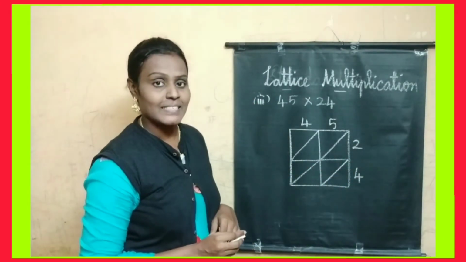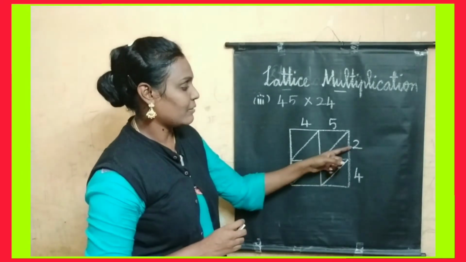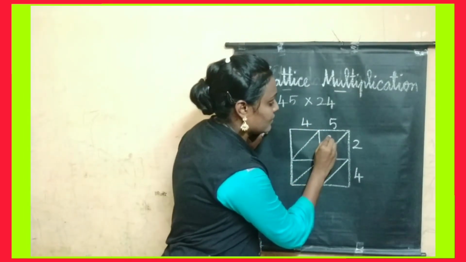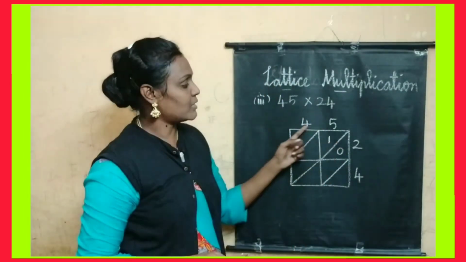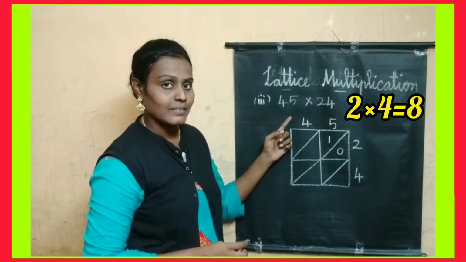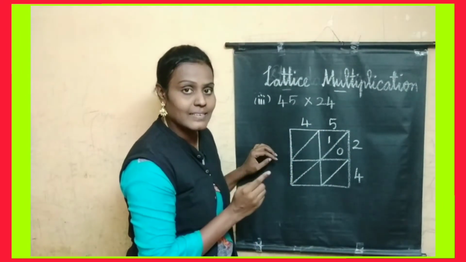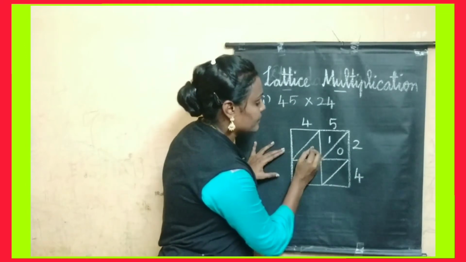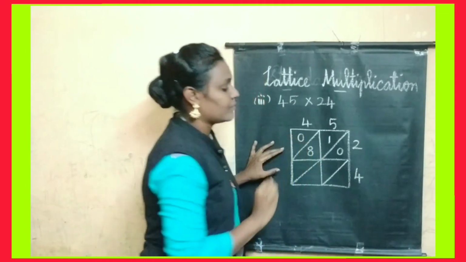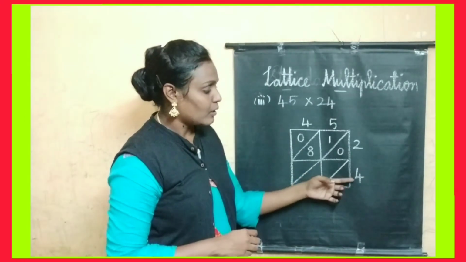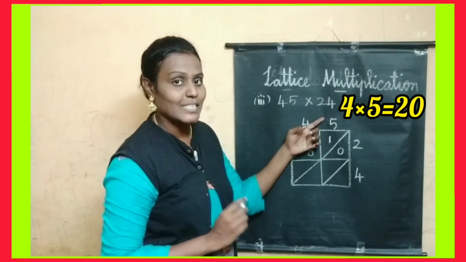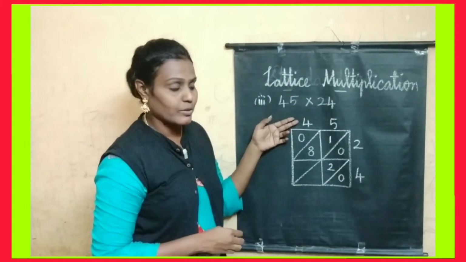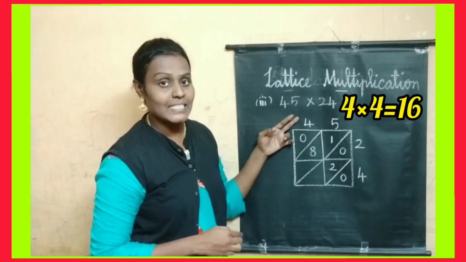Okay. Next, we have to multiply. Here we have 2. 2 5s are? Yes, 10. Next, 4. 2 4s are? Yes, 8. 8 is a single digit number. So, I am going to put 0 for tens place. Next, we have 4. 4 5s are? Yes, 20. Next, 4. 4 4s are? Yes, 16.